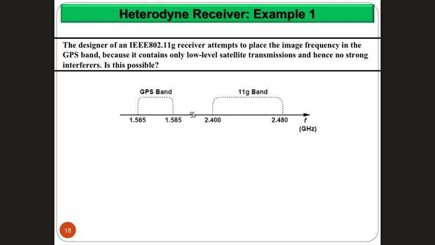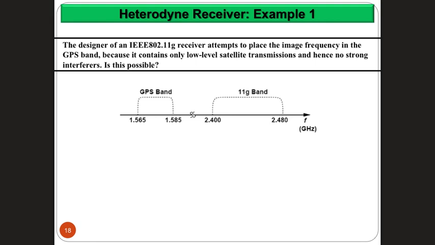Because the GPS signal comes from a satellite. It's a very weak signal. Power is very low. So this means that I don't really care about the image in this case. It's going to be very low signal compared to mine, so I can just tolerate that. Is that possible? Now, the problem cannot be solved until you know the bands, and that's why it's given here in the example.